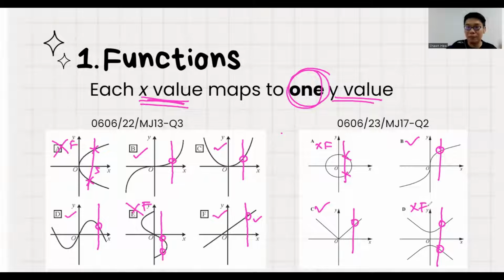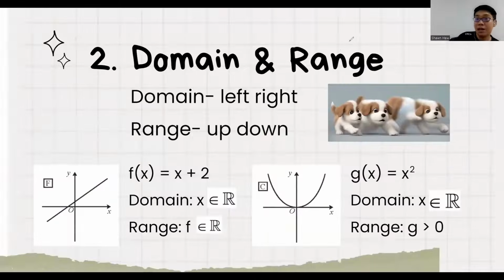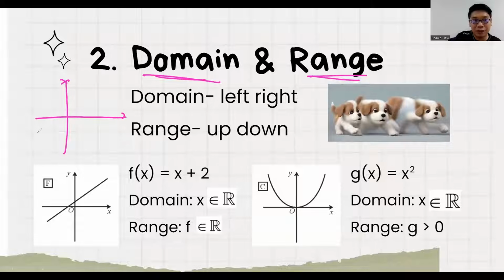Okay, so this is the first part. You need to know how to identify which thing is a function, which thing is not. Okay, second part of this chapter, we need to know what is the idea of domain and range. Okay, so domain, if we know that all function, we are actually able to sketch it in the graph.